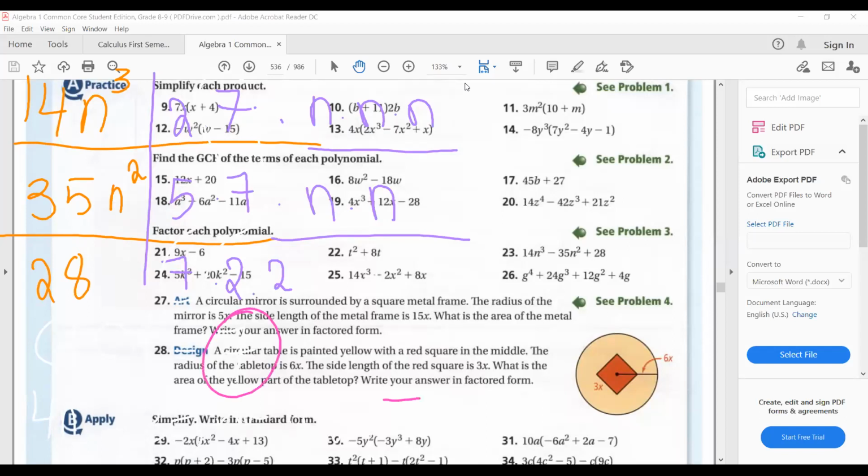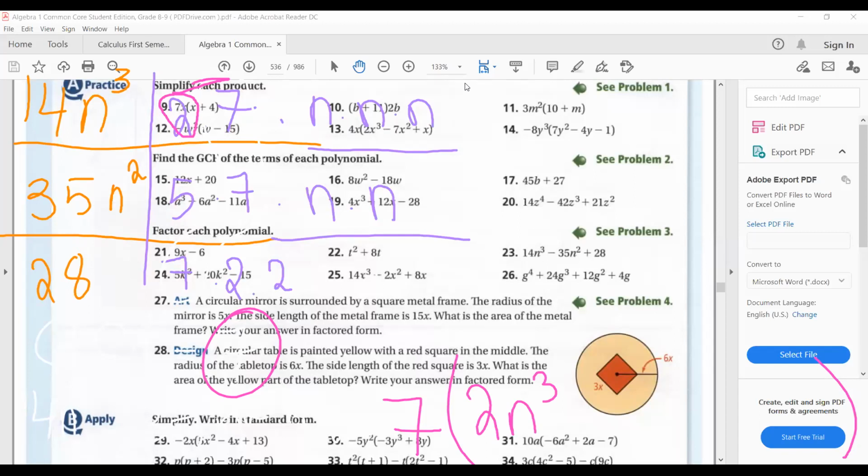So 14n cubic minus 35n squared plus 28 is equal to, I write the GCF, which is 7, then I open a big bracket. Then, if I remove the 7, what is left here? Which will be left? 2n cubic.